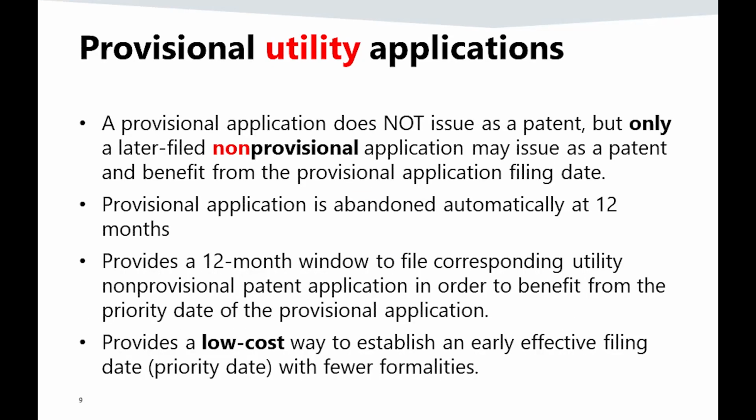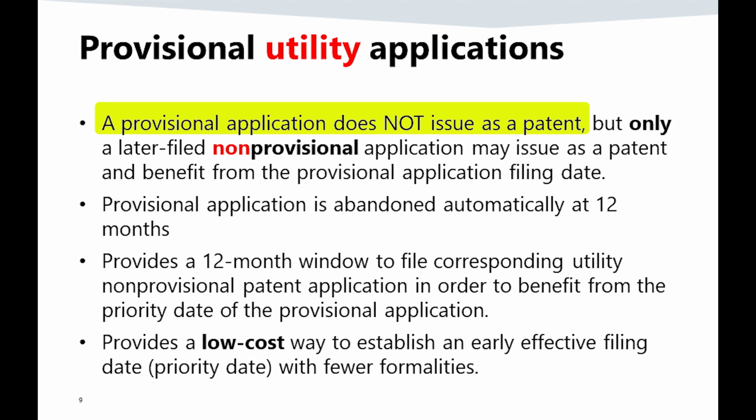A provisional patent application does not issue as a patent. This bears repeating. A provisional patent application does not issue as a patent. Only a subsequently later filed non-provisional application claiming the benefit of a provisional application may issue as a patent. A provisional application is abandoned automatically at 12 months. However, this 12-month period does provide a window for the applicant to file a non-provisional application and still benefit from the earlier filing date of the provisional application.